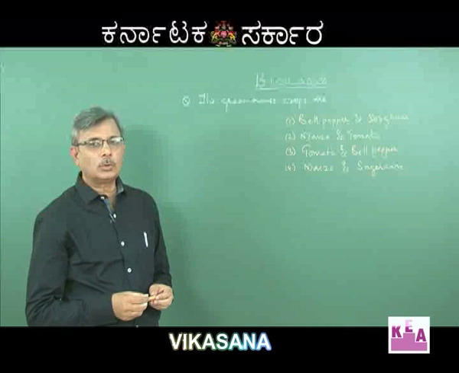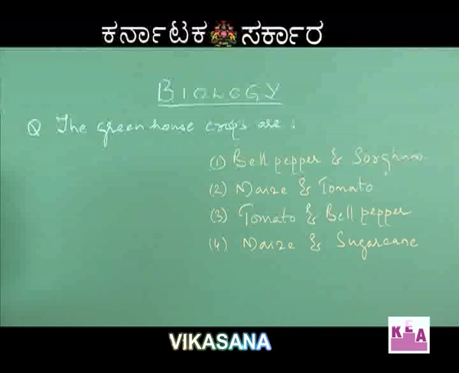Now we come to a simple question. The greenhouse crops are: option 1, bell pepper and sorghum; option 2, maize and tomato; option 3, tomato and bell pepper; option 4, maize and sugarcane.